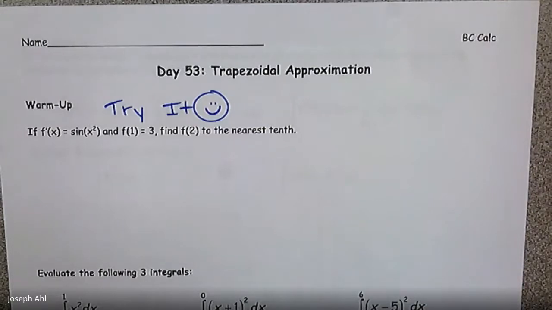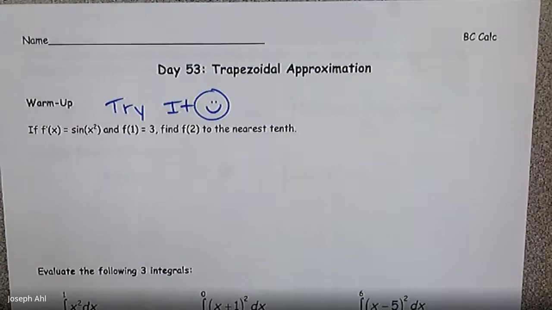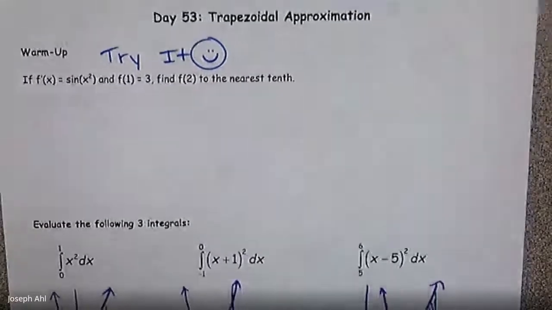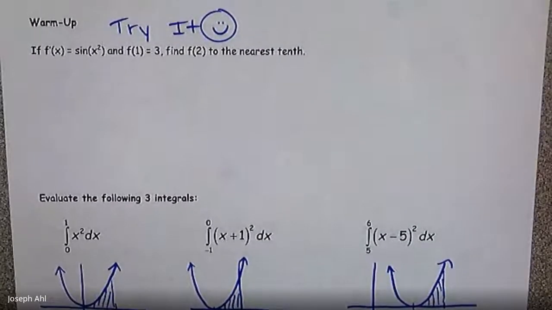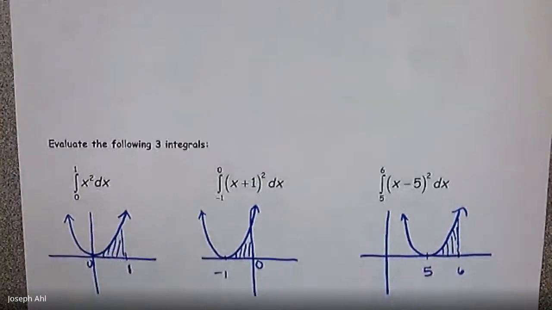Let's go ahead and move right on to the bottom half of this page where we're going to evaluate 3 different integrals. So here are the 3 integrals we're evaluating. The integral from 0 to 1 of x squared, and then we're going to change the bounds, -1 to 0 for x plus 1 squared, and then 5 to 6 of x minus 5 squared.